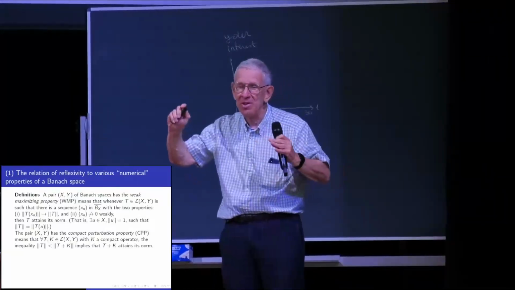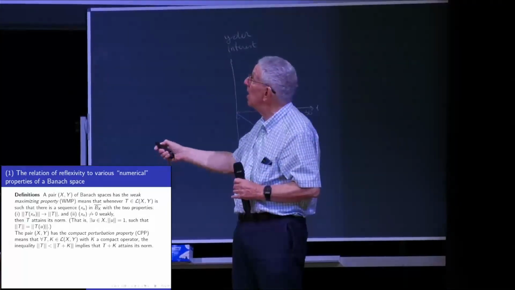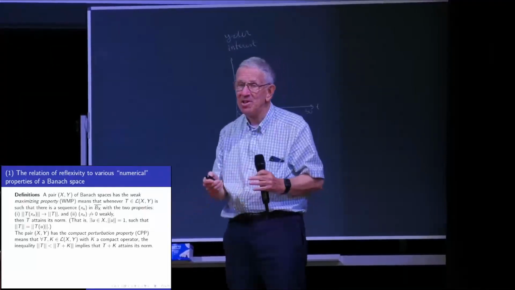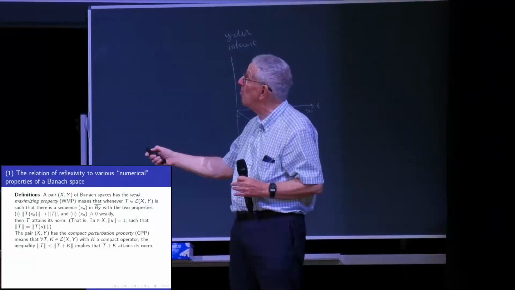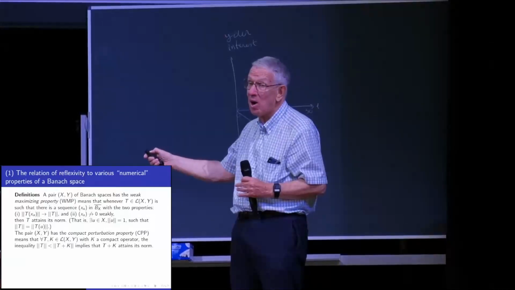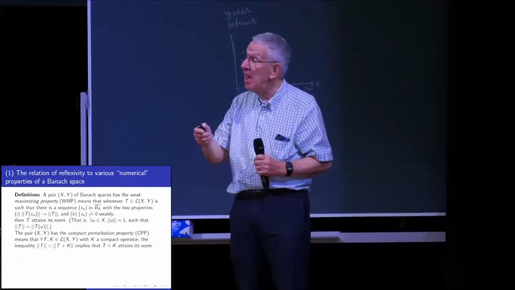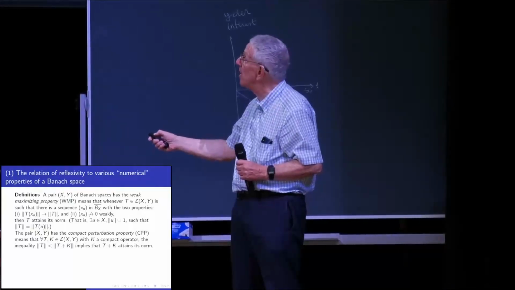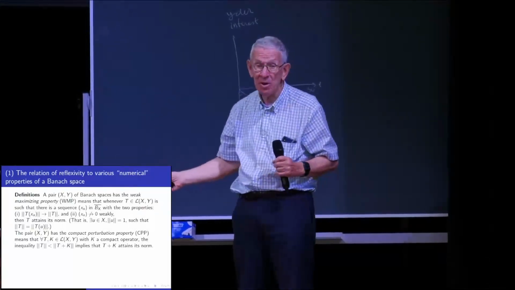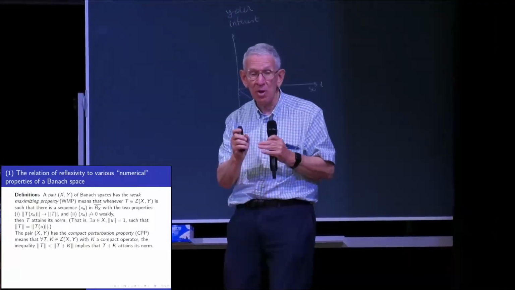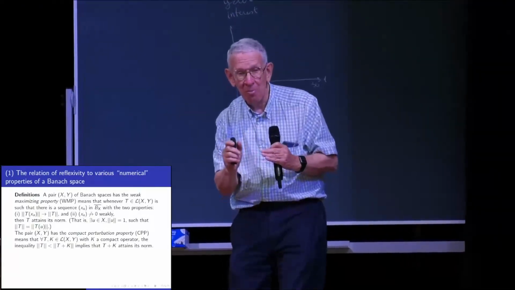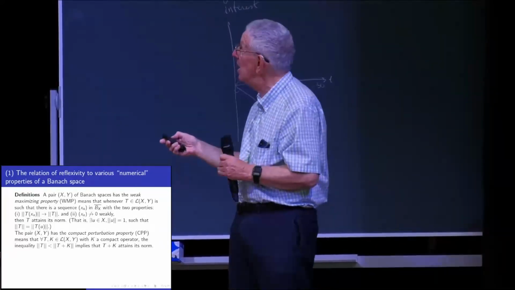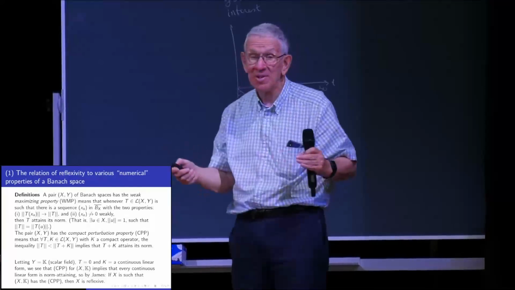Here's another property which doesn't seem to be related. It's the compact perturbation property, CPP. And this is much easier to understand. If I have two operators T, K from X to Y, K is compact, and suppose that we have this inequality, then T plus K attains the norm. So in other words, if the perturbation by a compact increases the norm, then you have attaining the norm. Let's do an example.